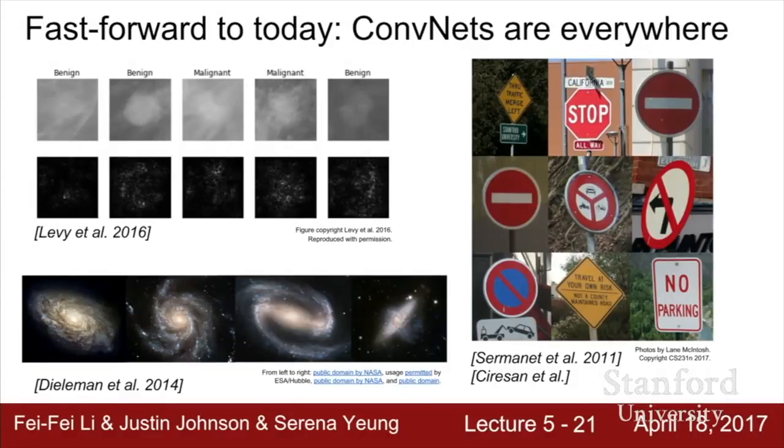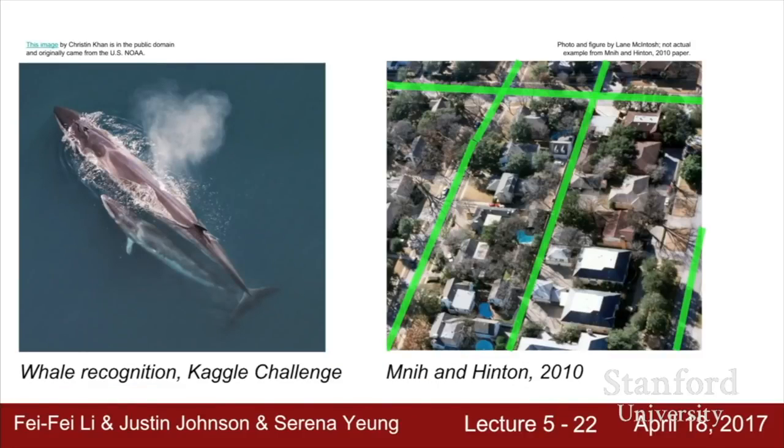Some other applications: they're being used for interpretation and diagnosis of medical images, for classification of galaxies, for street sign recognition. There's also whale recognition. This is from a recent Kaggle challenge. We also have examples of looking at aerial maps and being able to draw out where the streets are on these maps, where the buildings are, and being able to segment all of these.